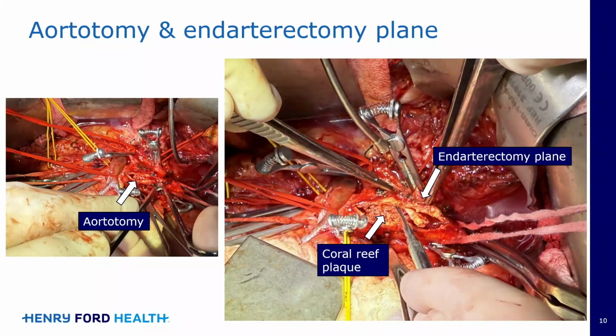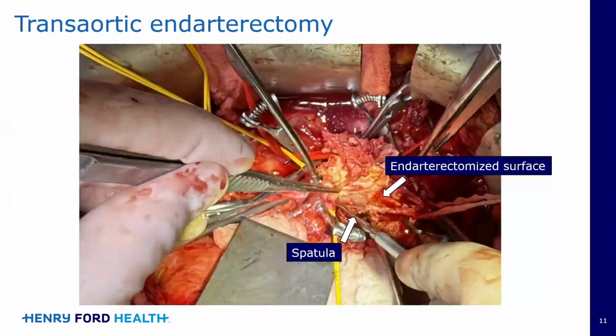The endarterectomy is initiated with a spatula, and it's important to make sure that you're in the right plane. It looks reddish tan. And the plaque typically shows you which way to go because you want to make sure it's not full thickness, because you may thin out the aorta and you won't be able to repair it primarily. Here you can see that reddish tan surface.